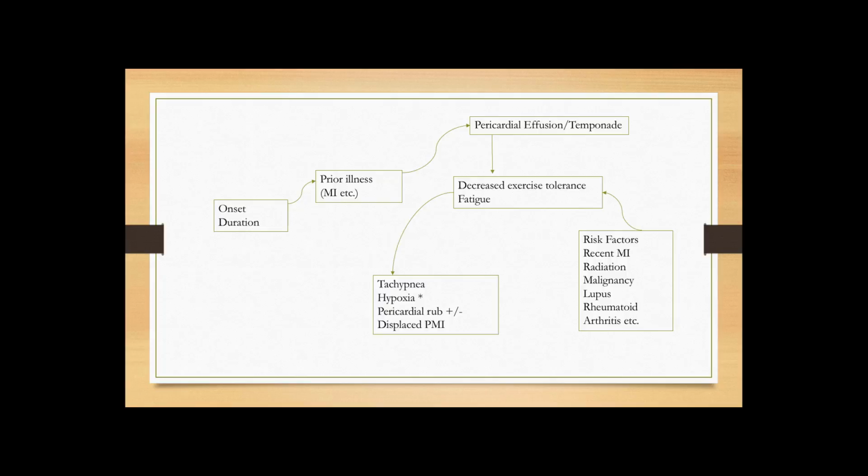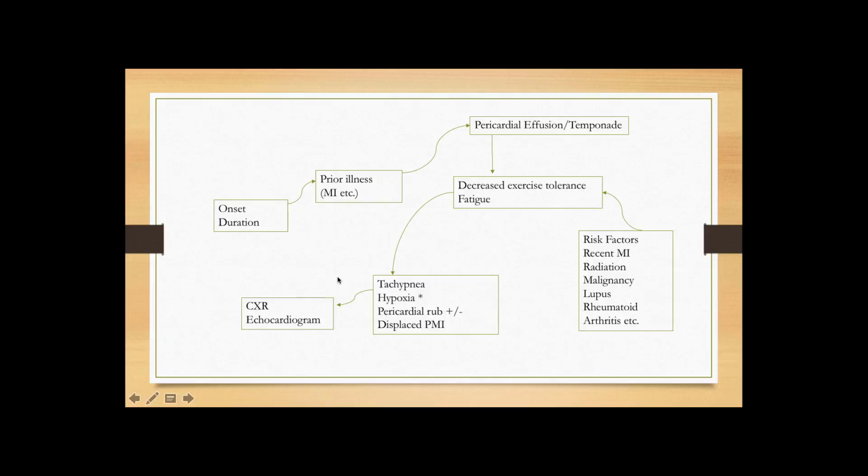On physical exam, again, you may not see too many lung findings, but you will see that the patient is tachypneic and possibly hypoxic. And then there will be a pericardial rub if you examine the cardiovascular system. If they have a pretty big effusion, they may actually have a displaced PMI, so that's a possible finding.